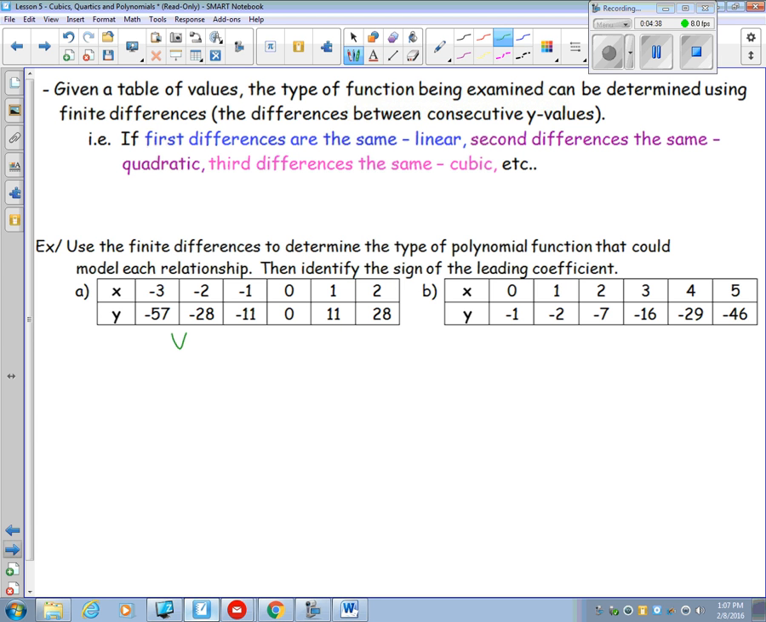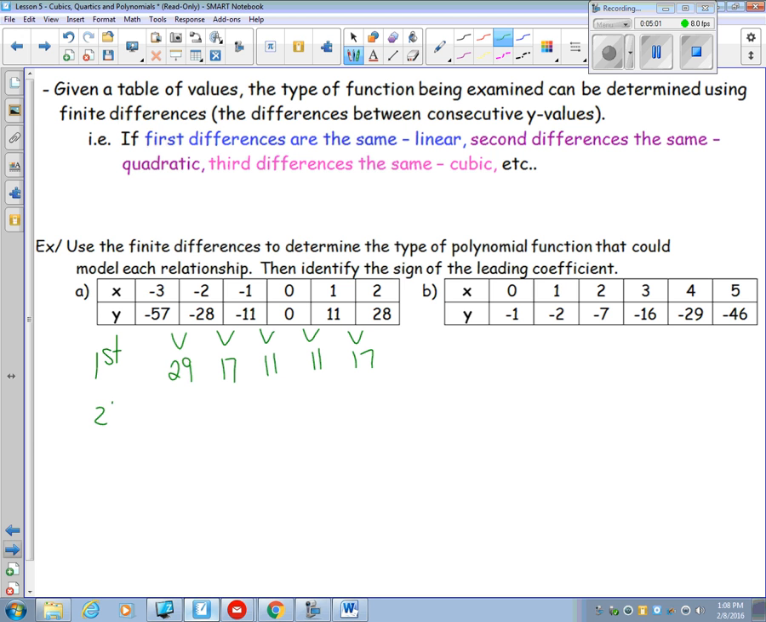So take a look at the first one here. I'm going from negative 57 to negative 28. So I've gone up 29 units. From negative 28 to negative 11, I've gone up 17. Then I've gone up 11. I've gone up 11 again. I've gone up by 17. This is my first differences, the differences in the y's. They are not the same, right? The numbers keep changing, so it's not linear.